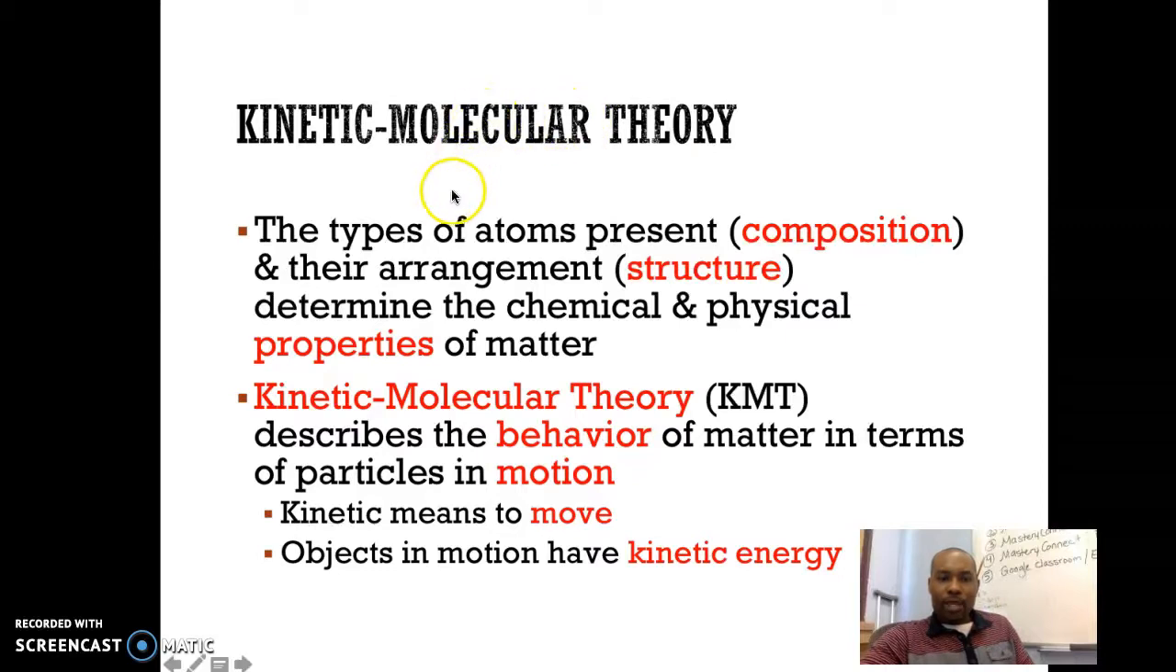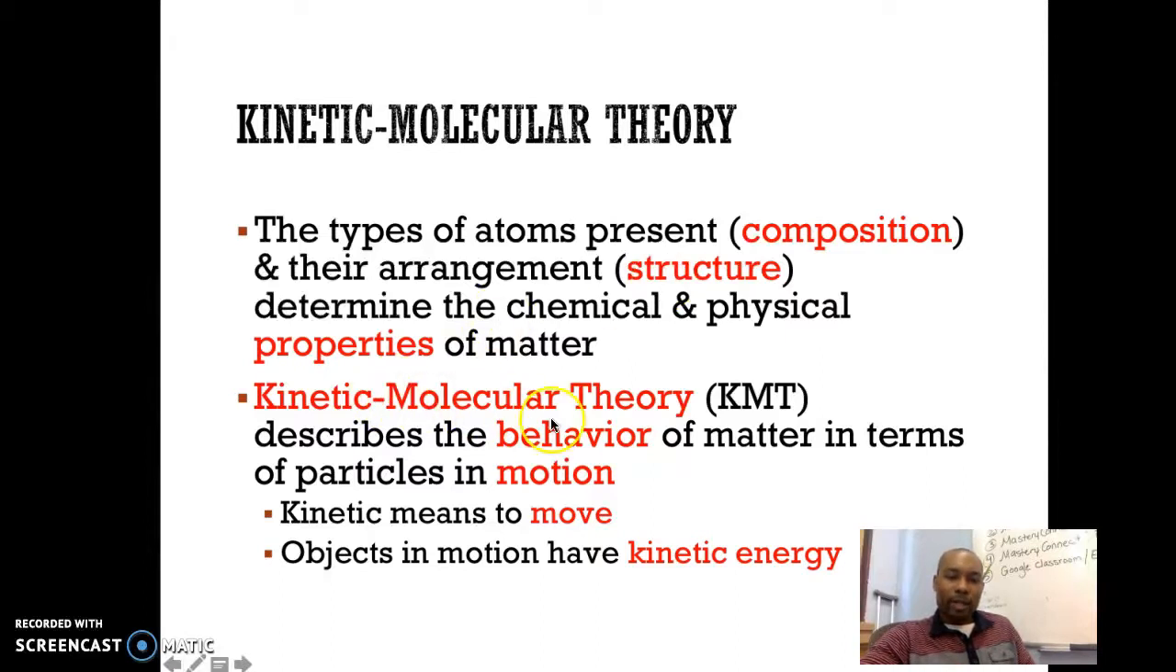And a lot of this can be seen because the types of atoms that are present, or the composition of the substance, and their arrangement or their structure, this is what determines the chemical and physical properties of matter. Okay, so all of the properties something has is all attributed to the structure of the atoms and the molecules and the composition, what they're made up of.